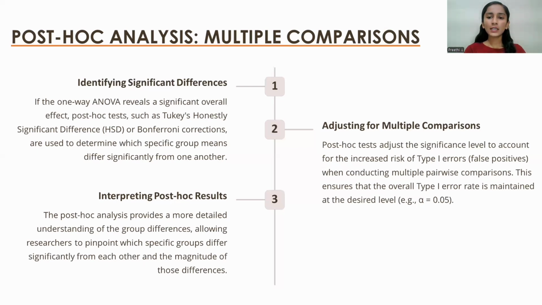The second one is adjusting for multiple comparisons. Post hoc tests adjust the significance level to account for the increased risk of type 1 errors, that is, false positives, when conducting multiple pairwise comparisons. This ensures that the overall type 1 error rate is maintained at the desired level.